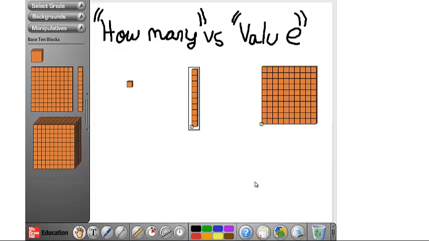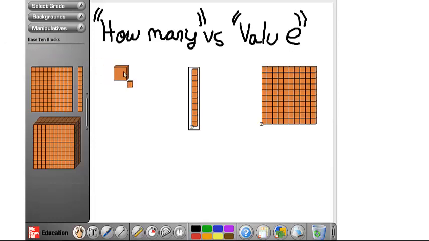It's a good one. I want to talk a little bit about the difference between how many versus the value. And of course, I'm referring to base 10 blocks. For instance, if I asked you, first of all, what is this? You'd say it's a 1. If I said, how many ones do you see? You'd say, well, I see 1. You'd be right. And if I asked you what's the value of that 1, you'd say, well, it's worth 1. And you would also be correct.